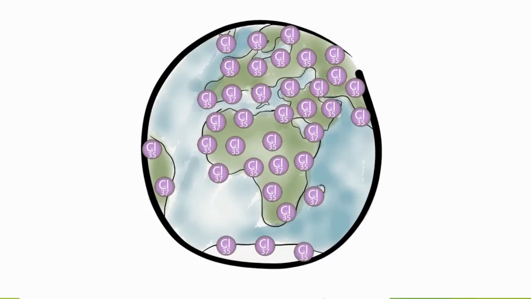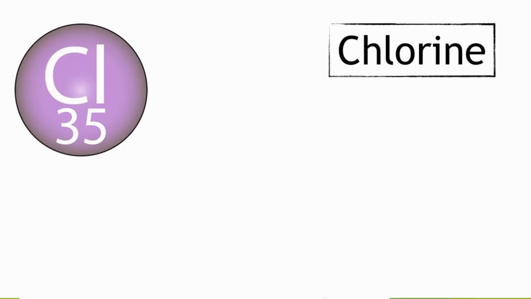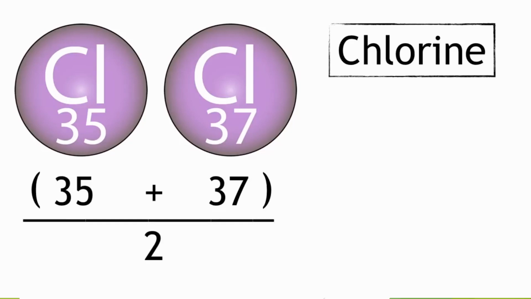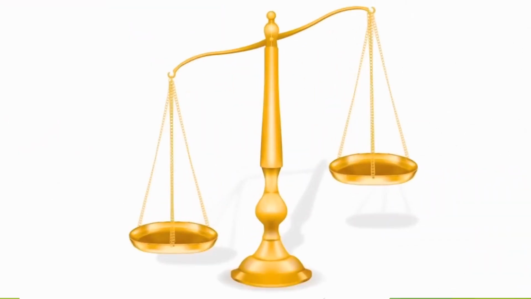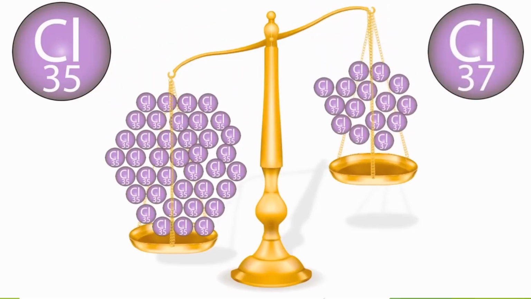For example, let's look at the isotopic forms of chlorine. Some chlorine atoms have a mass of 35, and some have a mass of 37. In most cases, to take a simple average, you would just add the values together and then divide by the number of values. In this case, it would be 35 plus 37 divided by 2, and you would get an average of 36. But this is not how you calculate the relative atomic mass. We need to remember that we are talking about number of atoms. There are a certain number of chlorine atoms with a mass of 35 and a certain number of chlorine atoms with a mass of 37.